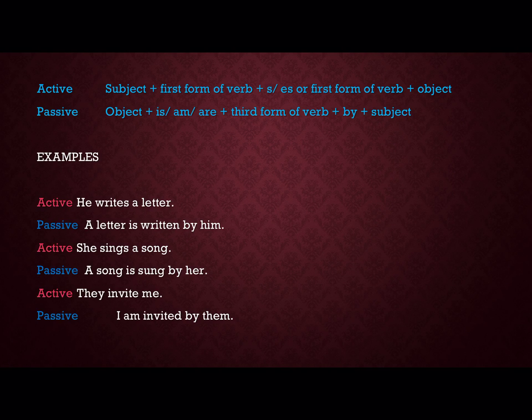She sings a song. This is third person singular. A song, the object, becomes the subject in the passive voice. A song is sung by her. This is the object form, that is her. They invite me. Here it is third person plural, so it is they. When we are changing it into passive voice, me becomes the subject, and the subject form of me is I. And the object form of they is them. So, I am invited by them.